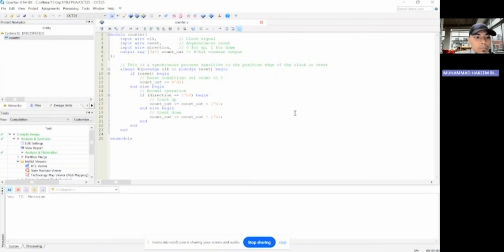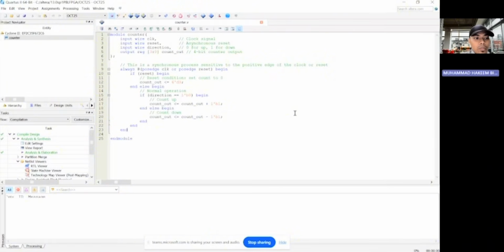The clock input controls when the counter updates its value. The reset input is used to clear the counter value to 0. The direction input determines whether the counter increments or decrements. The output counter_out is a 4-bit register that stores the current count value, allowing the counter to represent numbers from 0 to 15.